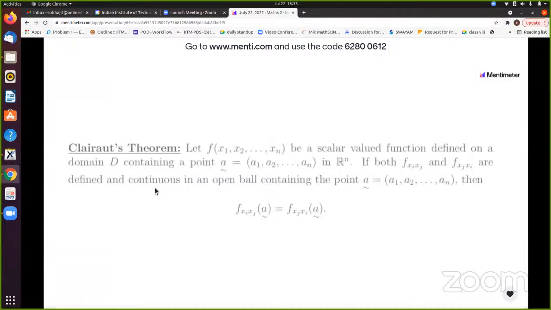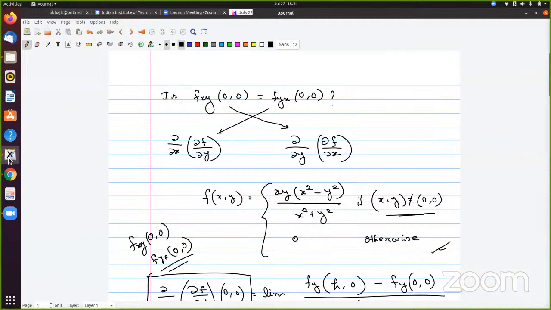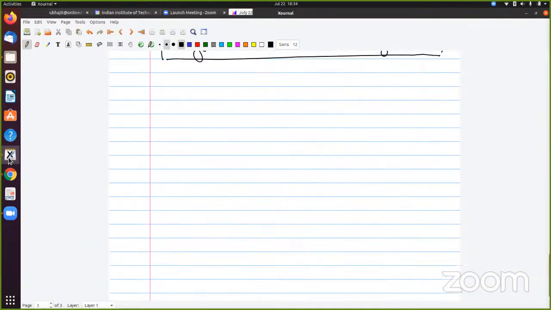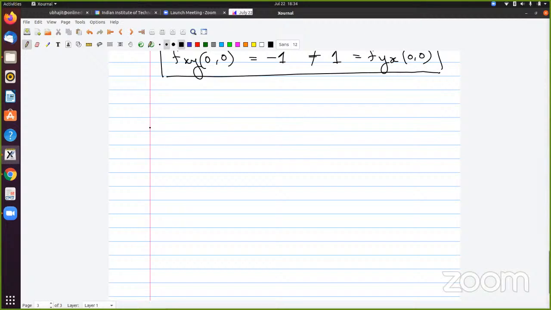Clairaut's theorem is saying we have a scalar valued function defined on a domain containing some point. Now, if both fxy and fyx are defined and continuous in an open ball containing the point, then these two are equal. So, does it mean the function is not continuous, then only it can fail? No, Clairaut's theorem does not demand the continuity of function f.